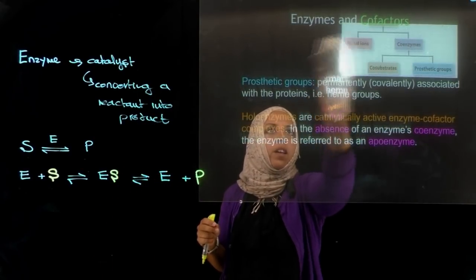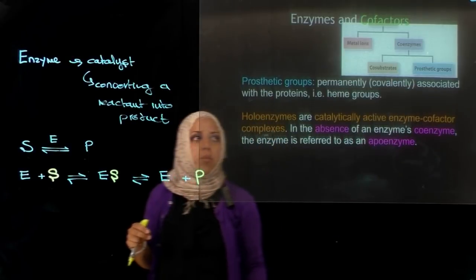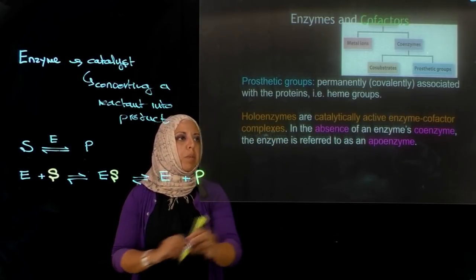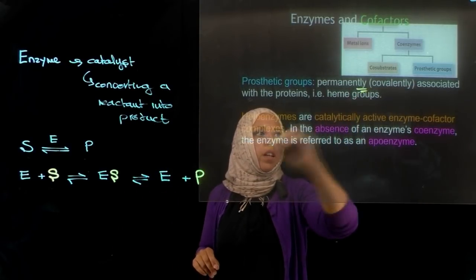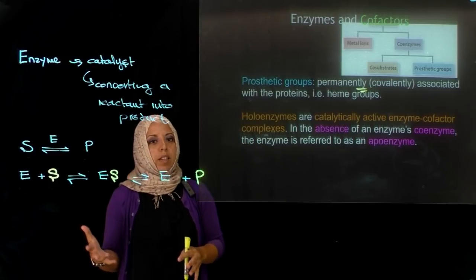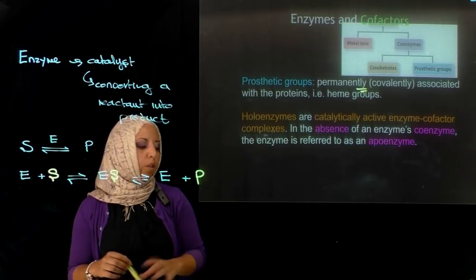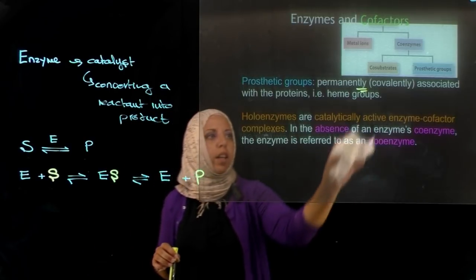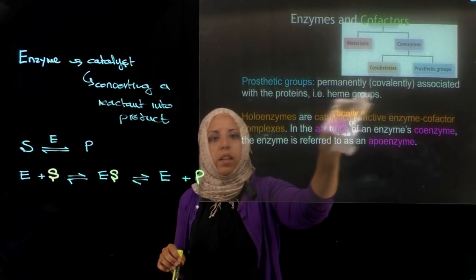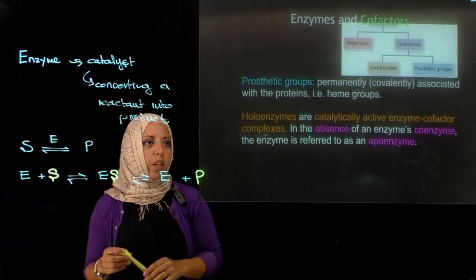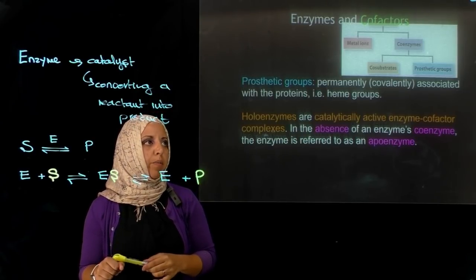So if a given enzyme has a prosthetic group attached to it, that prosthetic group is permanently associated with the protein. It's either covalently or non-covalently, but it's permanently associated. An example is the heme group of hemoglobin that we talked about.